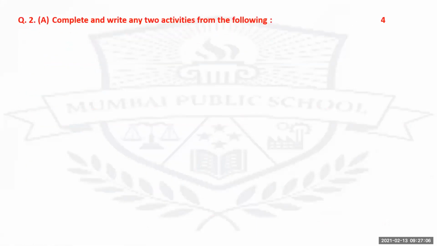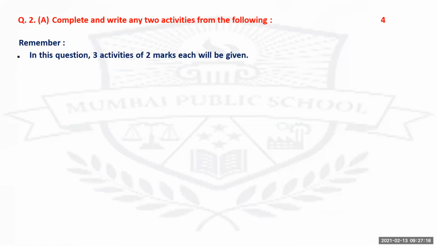Complete and write any two activities from the following. Now check. This is an activity-based question. You have to just do it as fill in the blanks. Now what you have to remember in this question, very important. In this question, 3 activities of 2 marks each will be given. So here you'll be getting an option. See, 3 activities are given and each activity will carry 2 marks. Students should attempt any 2 of them. So out of those 3, you have to solve any 2.